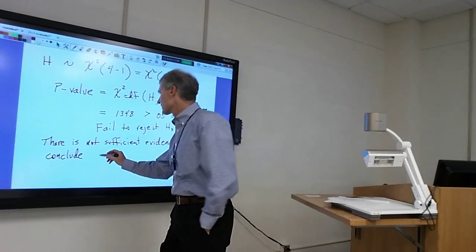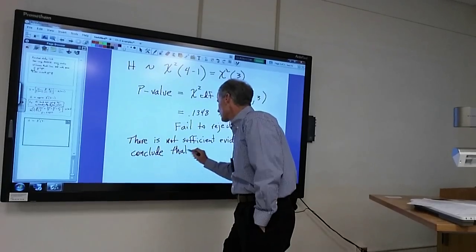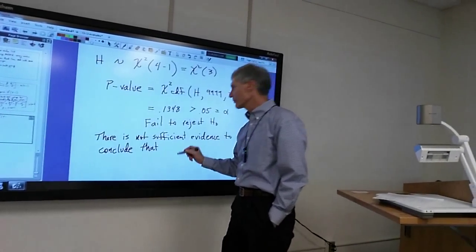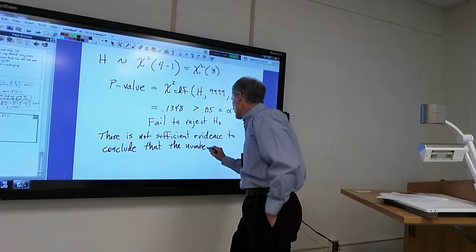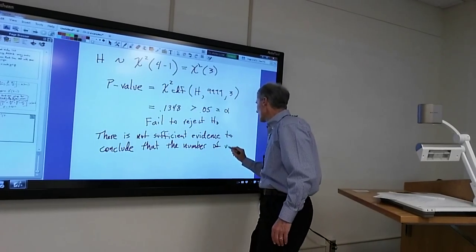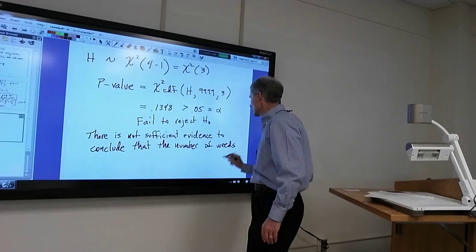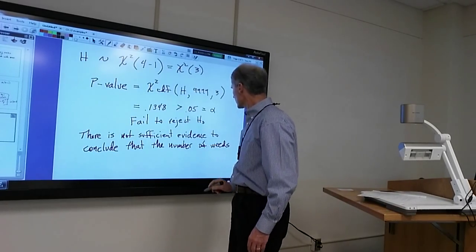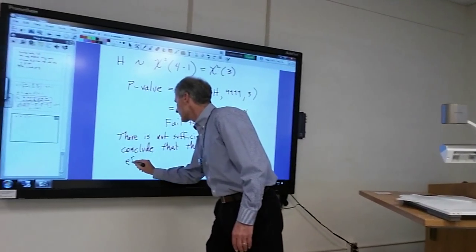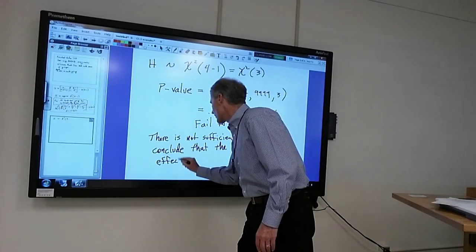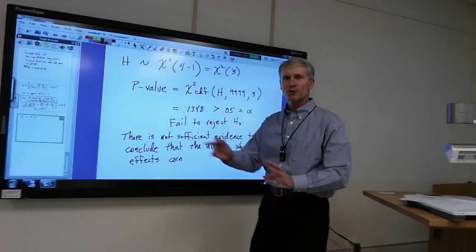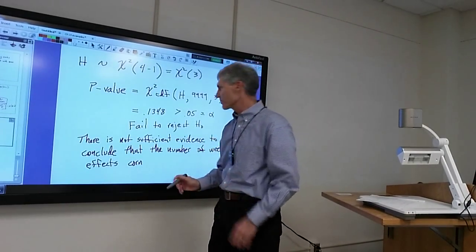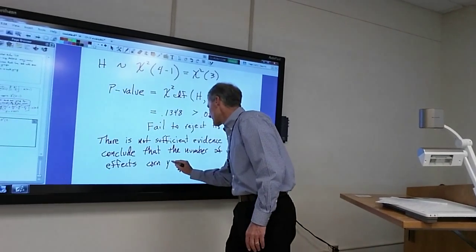All right? Conclude that, and I'll say one thing more, that the number of weeds affects corn yield. And that effect is through the shape of the distribution or the location or whatever, but it's just, it doesn't have an effect.